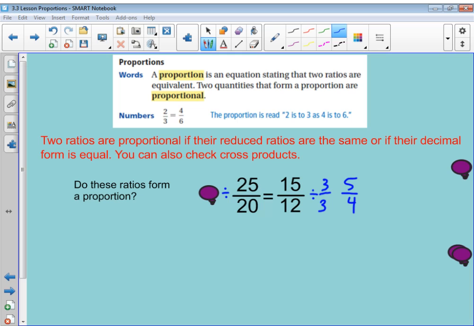And here, if I divide, 5 goes into both of them. So 25 divided by 5, I'm going this way, by the way, would give me 5. 20 divided by 5 would be 4. I get 5 over 4 for each of them, so this would be a yes.